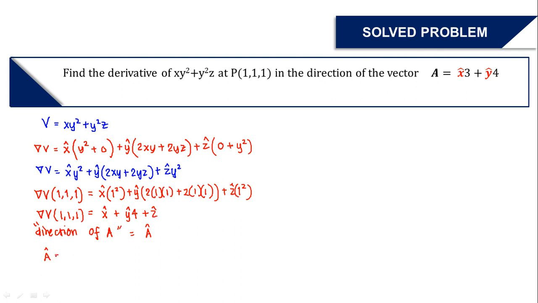Kunin muna natin yung ating A hat. A hat is equal to A over the magnitude. So, ano yung A natin? X hat 3 plus y hat 4 divided by the square root of 3 squared plus 4 squared. So, ano yan? X hat 3 over 5 plus y hat 4 over 5.